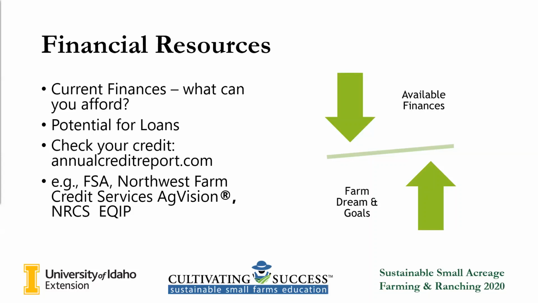EQIP stands for the Environmental Quality Incentives Program. They provide financial and technical assistance to agriculture and forestry producers to address natural resource concerns and deliver environmental benefits such as improved water and air quality, conserved ground and surface water, reduced soil erosion and sedimentation, and improved or created wildlife habitat. One of the most well-known programs is their high tunnel hoop house program.